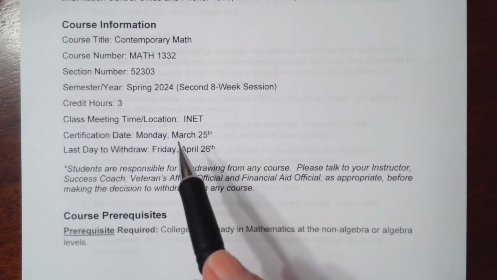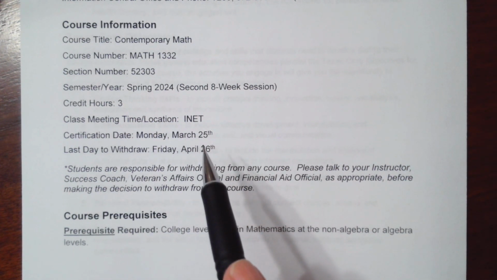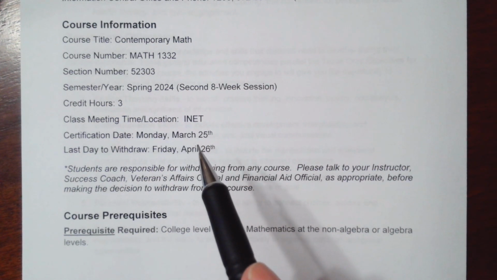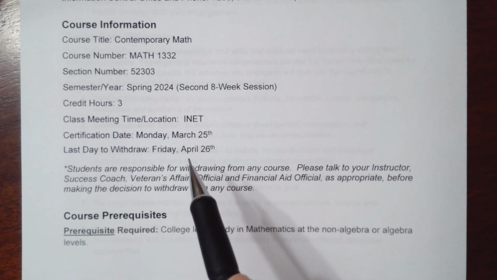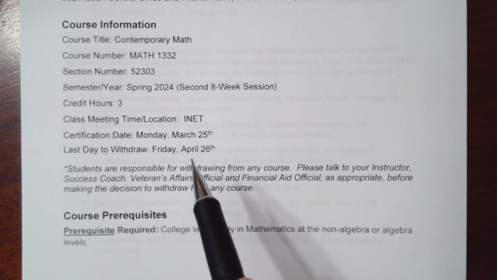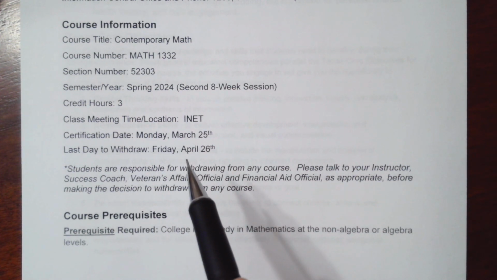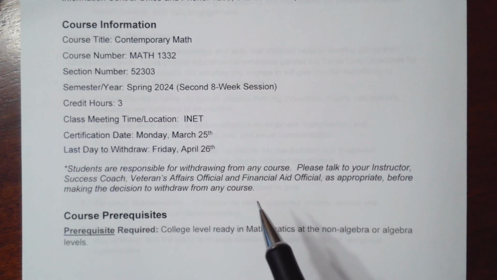Our certification day is the 25th. Basically, the first week's assignments are due on the 24th, and so that's what I'll be looking at to decide who to certify. We'll talk more about that later. The last day to withdraw from this course, if for some reason you need to withdraw, would be Friday, April 26th.